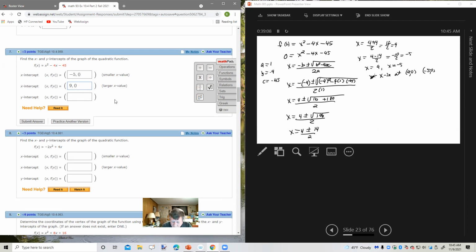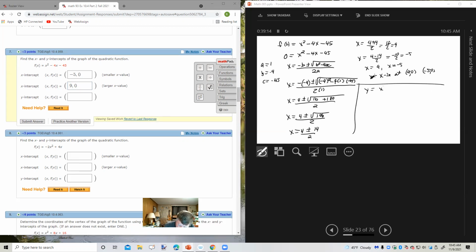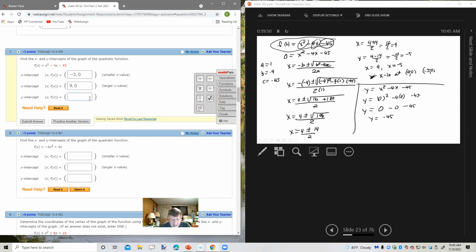Now, how do you find the y-intercept? By setting x equal to 0. So we've got y equals x squared minus 4x minus 45. If we set x equal to 0, we get 0 minus 0 minus 45, we get negative 45. So if an equation is in the form y equals ax squared plus bx plus c, the y-intercept is always going to be c, or the constant, because these two terms have x in them. So if x is 0, they're going to go away. So the y-intercept is going to be at 0, negative 45.